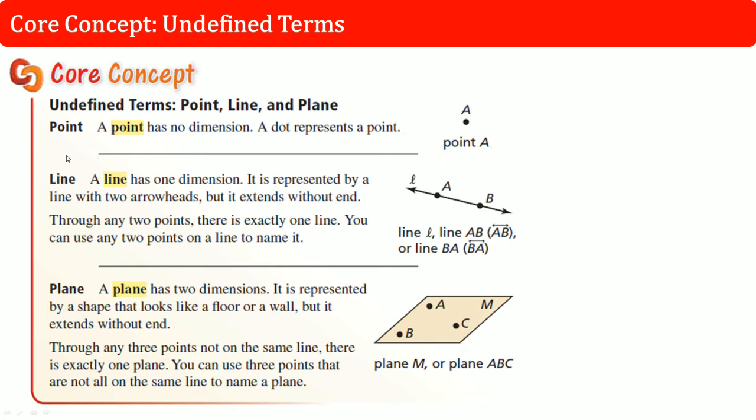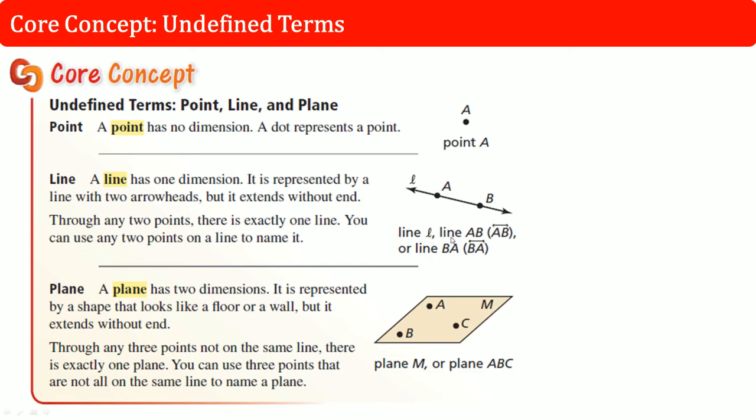A line. A line is a one-dimensional object and it is represented by two arrowheads because the line goes on forever. It extends forever. There's two ways to label a line. One, it's with a fancy letter like this L, which is like a curvy L. They say it right here, line L.